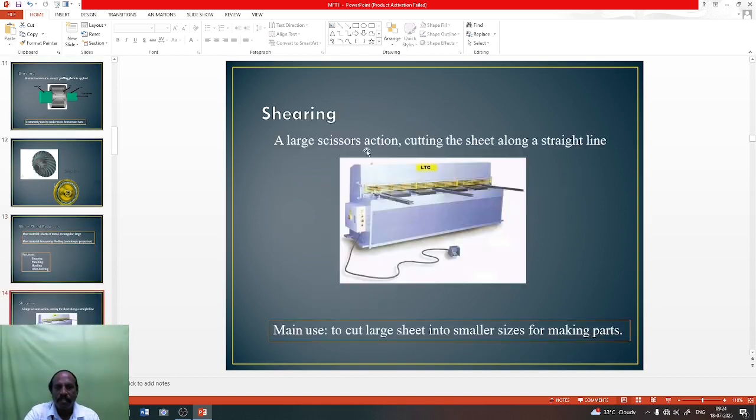Next, shearing. A large scissors action cutting the sheet along a straight line, mainly used to cut large sheets to small size for making parts. So the sheet metals are kept in the machines, and they are cut into parts. When you cut this, the parts will become very small, and you can also get small pieces. So that is shearing. Along a straight line you are cutting, and with accuracy. The sheet metal also should be accurate.